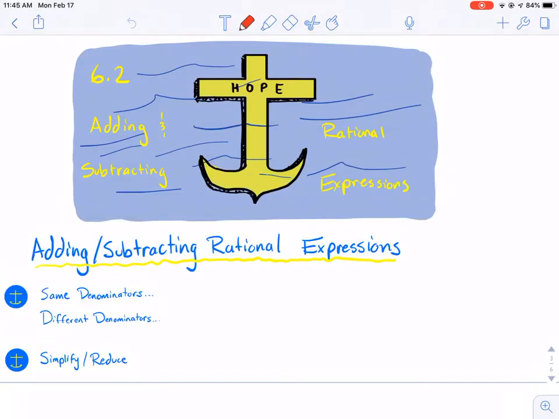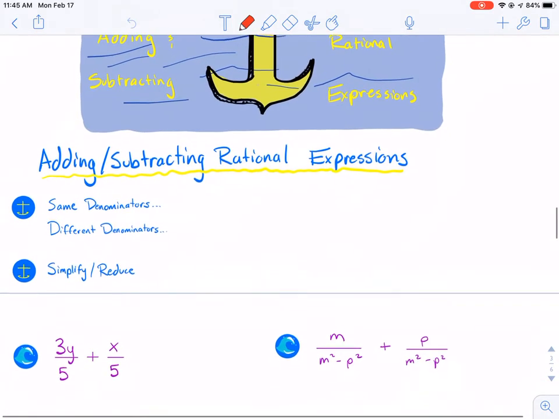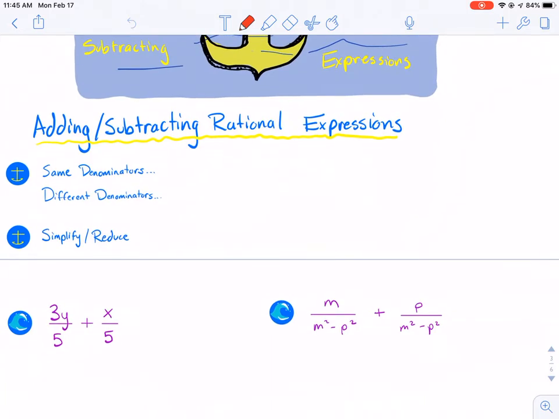Hello everyone, welcome to section 6.2, adding and subtracting rational expressions. This is very similar to just adding and subtracting fractions in general. So if you have a good understanding of adding and subtracting fractions, which you should, then this should be pretty second nature to you, okay? So let's go ahead and get started with reviewing how we add and subtract rational expressions.